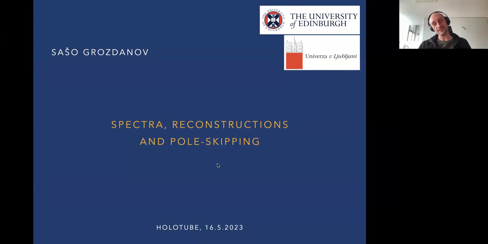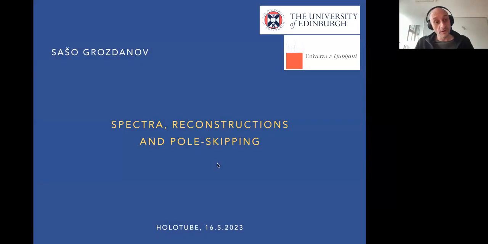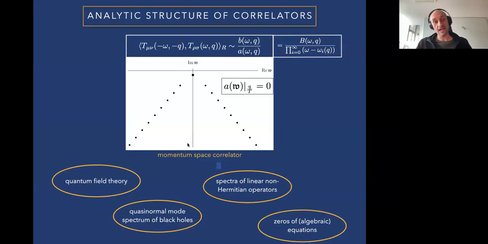So what is the title? Today I would like to talk about a variety of things that have to do mainly with holographic spectra. So the title is Spectra, Reconstructions, and Pole Skipping. So what do I want to talk about? Well, I want to talk about analytic structures of correlation functions that we typically encounter in holographic theories.